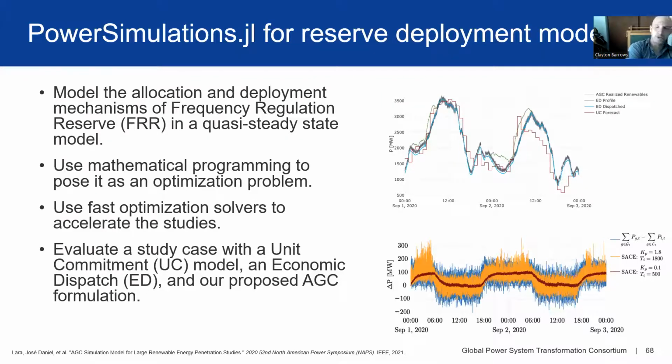One of the other things that we can do is we can start to analyze some more advanced topics like AGC, or automatic generation control, and reserve deployment with these systems. And so we've done a fair bit of this with the RTS, where we take the co-optimized reserves or ancillary service scheduling and evaluate how, in a mathematical programming problem, the frequency regulation reserves would be deployed to maintain system balance.